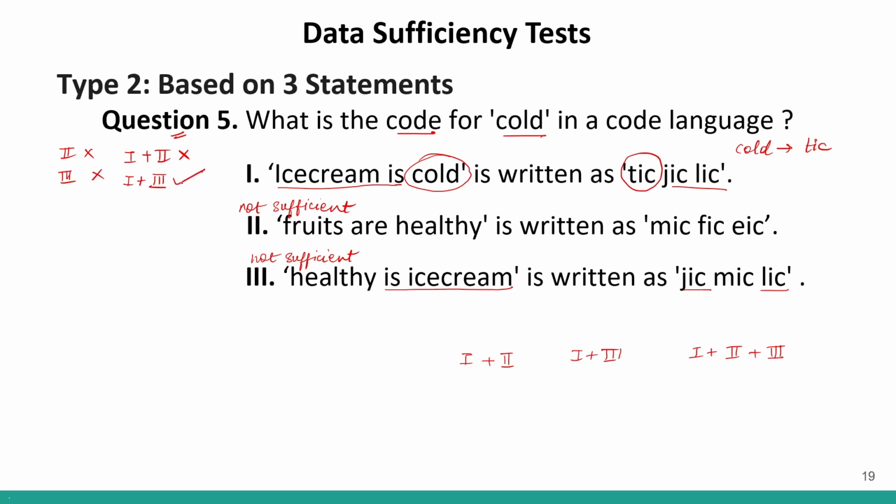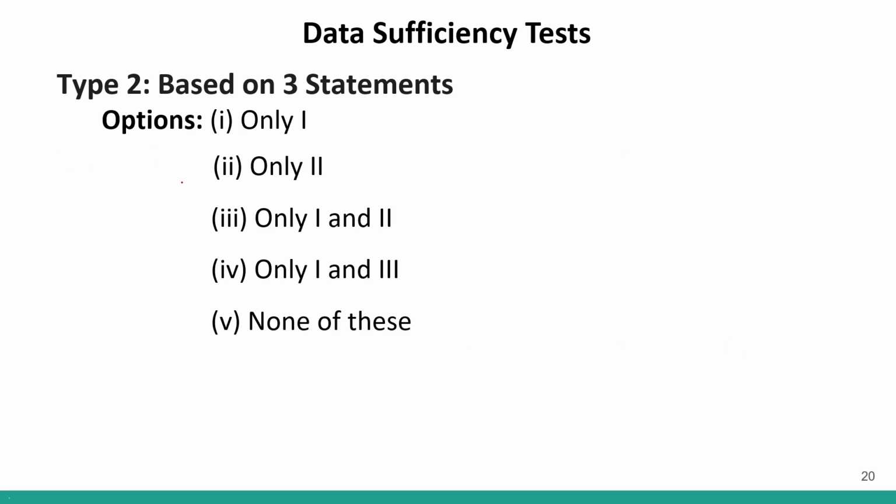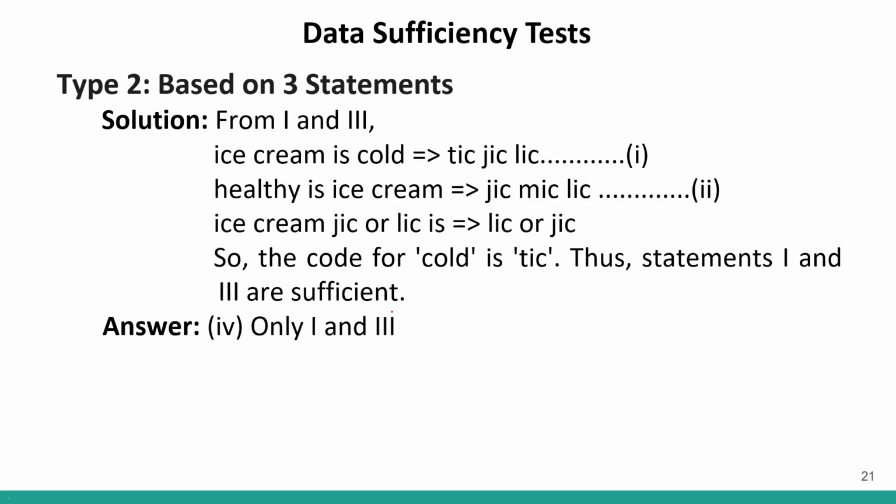So my answer will be that statements 1 and 3 together are sufficient, but 2 alone is not sufficient. I can see that 'only 1 and 3 are sufficient' is given in option number 4. So that will be my answer. Clear? Here is the solution.